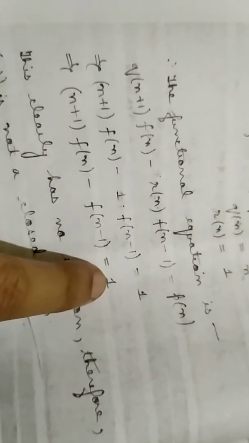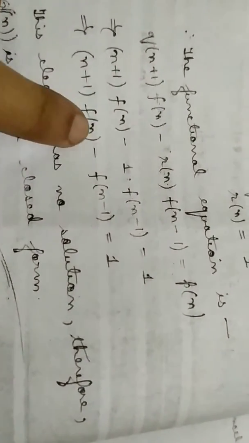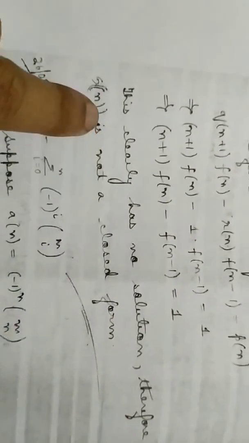So in the right hand side, there is a polynomial of degree 0, but Fn, this Fn is a polynomial. So here n plus 1 into Fn. So degree of Fn cannot be equal to 1 because there is a term n plus 1. So therefore this clearly has no solution. Therefore this is not a closed form. Okay, so in the next video we will discuss the later part.